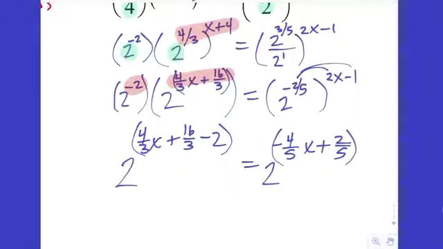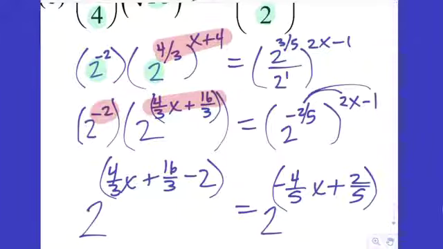How did I go from 3/5 to 2/5? Oh, I'm subtracting right here, because we're dividing. And so I subtract the exponents, right? 3/5 minus 1. So 1 is known as 5/5. So what's 3/5 minus 5/5? -2/5. Yeah.